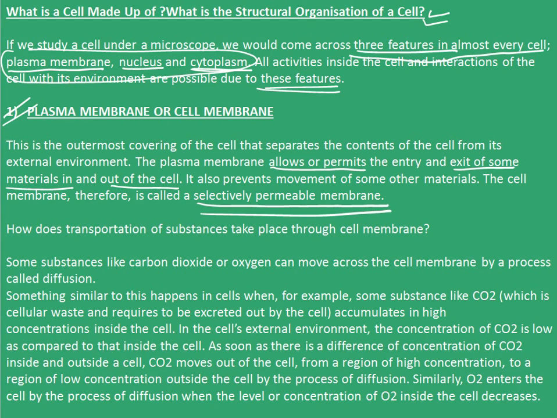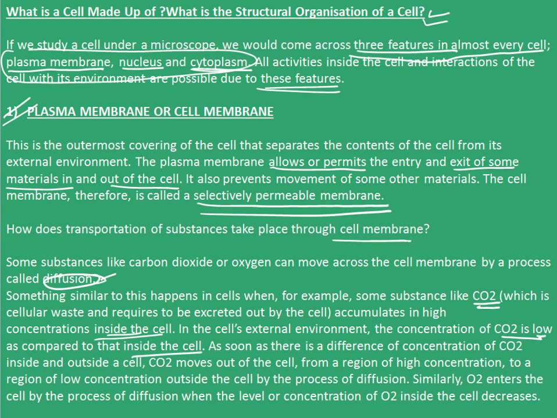Now, how does transportation of substances take place through this cell membrane? Some substances like carbon dioxide or oxygen can move across the cell membrane by a process which is known as diffusion. Something similar to this happens in cells when, for example, some substances like CO2, which is cellular waste and requires to be excreted out of the cell, accumulates in high concentrations inside the cell. In the cell's external environment, the concentration of CO2 is low as compared to that inside the cell.